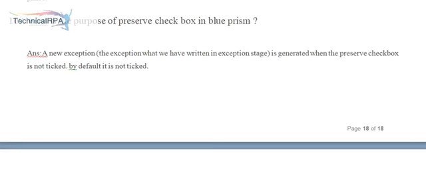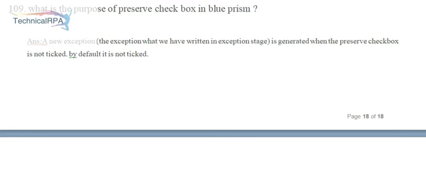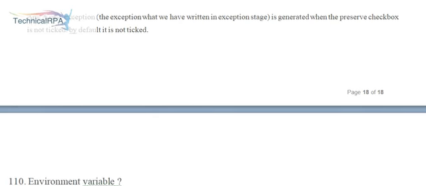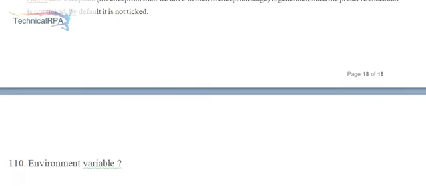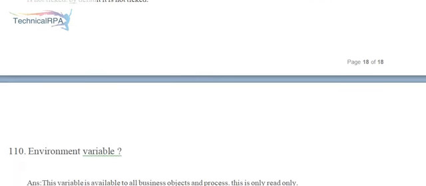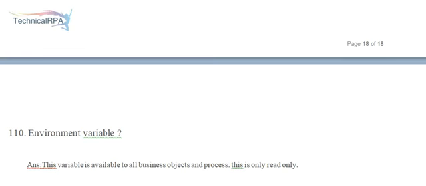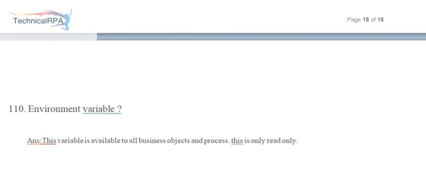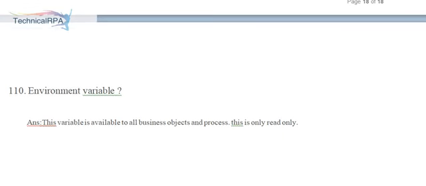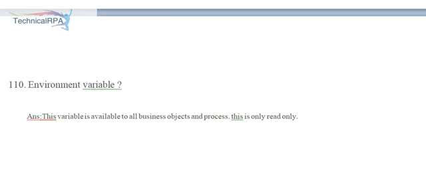109. What is the purpose of the preserve checkbox in Blue Prism? The new exception, the exception we have written in the exception stage, is generated when the preserve checkbox is not ticked. By default it is not ticked. 110. Environment variable. This variable is available to all business objects and processes. It is read-only.